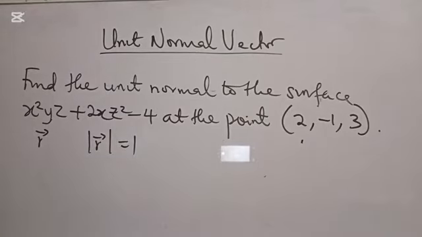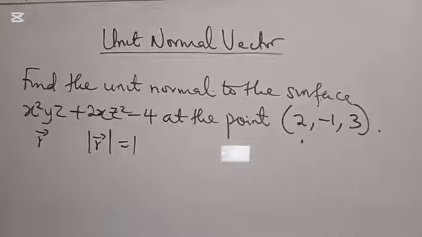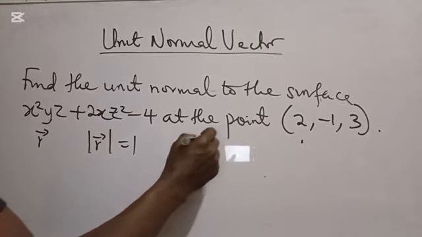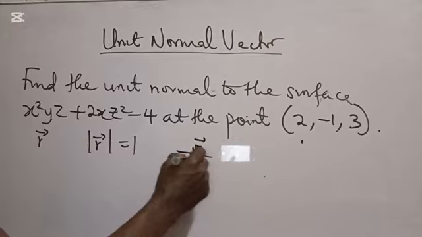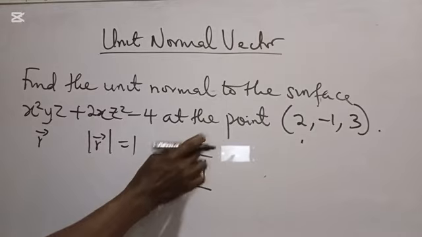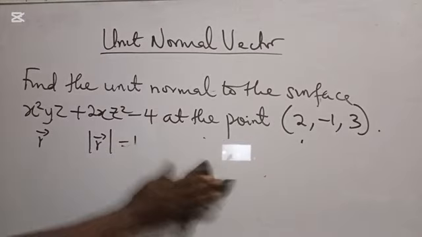But in this video, we shall be talking about unit normal vector. That is, a vector is said to be unit normal if we have, let's say R is a vector, then R is divided by the modulus of R. So this vector is said to be unit normal, that is the vector R all over the modulus of R. Now, how do we solve this problem?